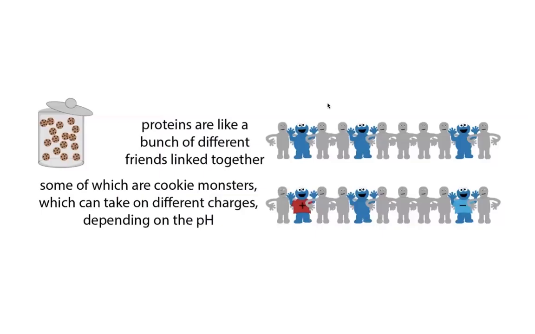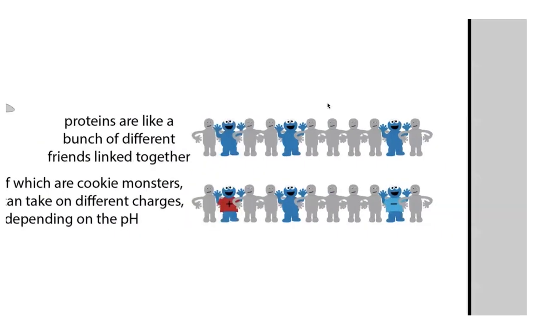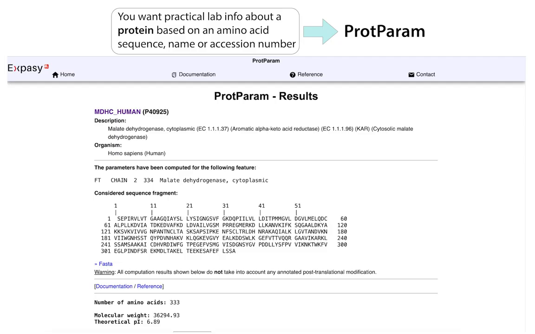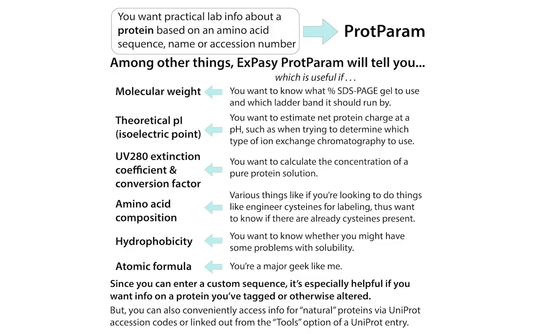So now going back to our cookie jar analogy, we've got a whole busload of friends that are all connected. Some of these are going to burn cookies and some of them are going to want cookies. And so now we have to calculate the pI for that. Thank goodness for computers, right? We can use a computer program like ExPASy ProtParam to calculate theoretical pI for a protein, in order to do things like figure out the overall charge of a protein when you're trying to figure out a purification strategy that is charge-based.